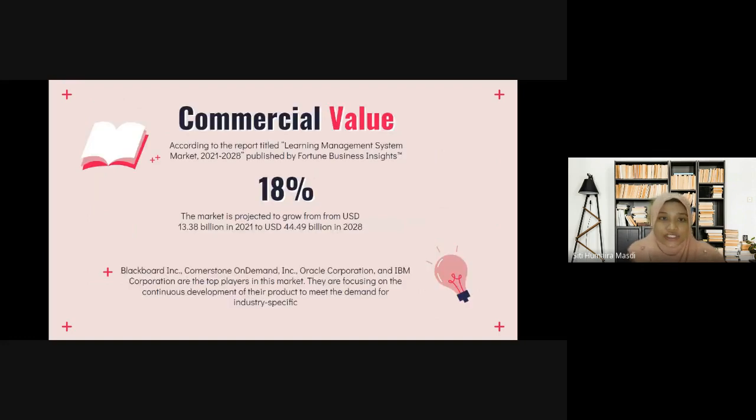Okay, so for the commercial value, according to the report titled Learning Management System Market 2021 to 2028, published by Fortune Business Insights, this global market exhibits significant growth, and is projected to grow from USD 13.38 billion in 2021 to USD 44.49 billion in 2028 at a compound annual growth rate of 18%.